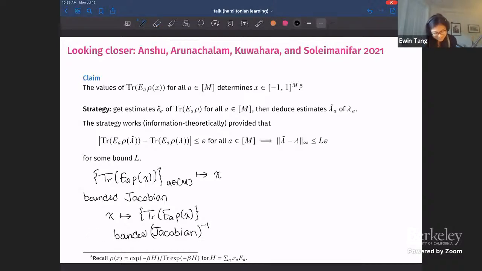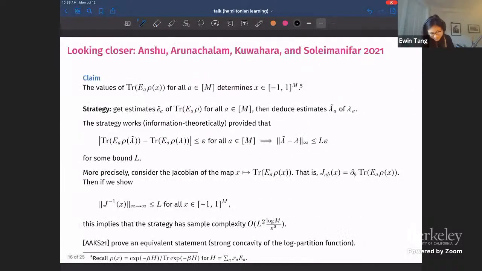All this is just to say that what we ultimately want, using just standard calculus, is a bound on the inverse of the Jacobian of the map from the coefficients to the terms. And this can be made precise. This is essentially what this AAKS paper proves, although they do it in a different norm, and they call it proving strong concavity of the log partition function. But this is essentially what's going on. Are there any questions?